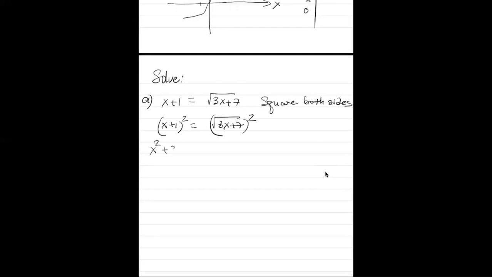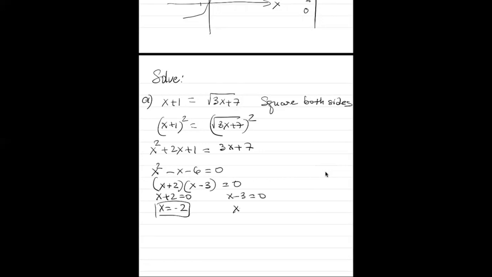Now we're going to FOIL here, get rid of the square root, and 3x plus 7. Put everything on one side, so minus x minus 6, and factor. So we're going to have x and x, and which two numbers here? 2 and 3, and 3 is negative. So x plus 2 is 0, and x minus 3 is 0. x is -2, and x is 3.